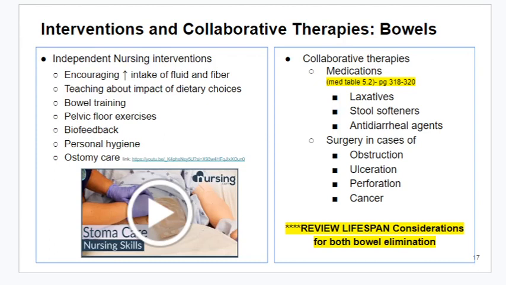Personal hygiene, are we properly cleaning front to back, especially because we don't want stool to get in our urethra if we're a female, causing an infection. And then even those, unfortunately, with an ostomy, are we properly taking care of that ostomy?